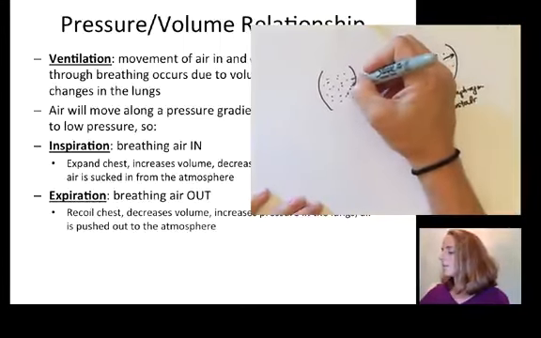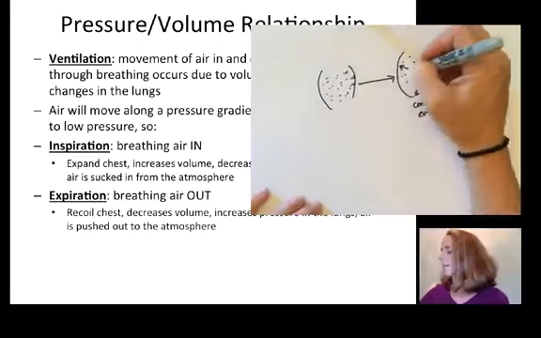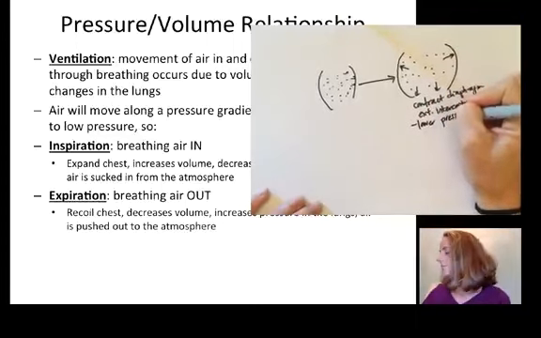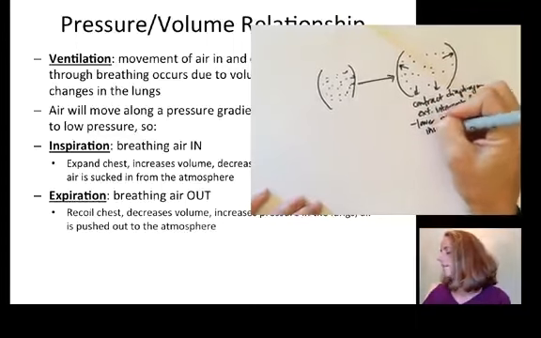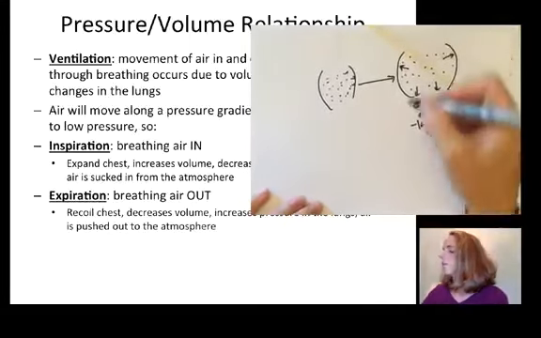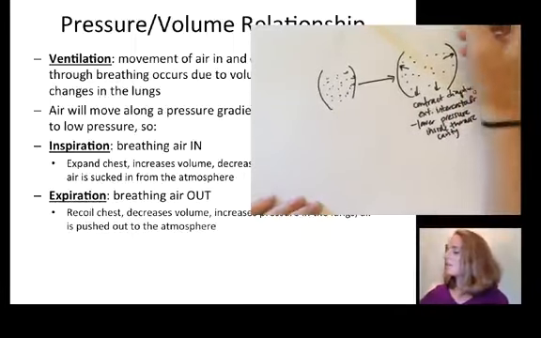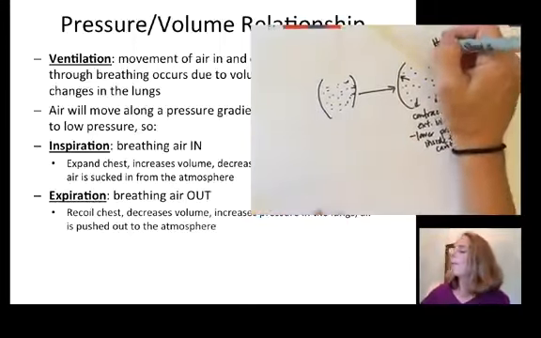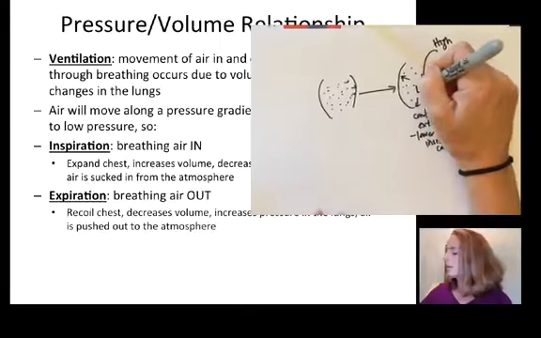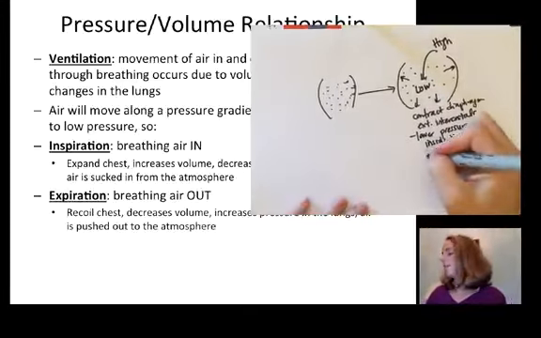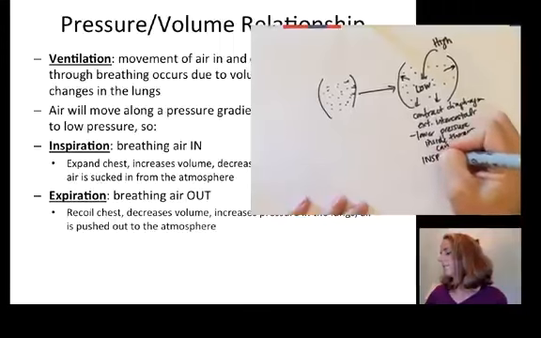Now, if you look at the pressure of those molecules against the wall of the chest cavity, you now have lower pressure inside the thoracic cage. When you lower the pressure inside the thoracic cage, you now have a pressure gradient where the air outside wants to move in from high to low. So you open up the chest cavity, and that causes air to move in. That is inspiration.